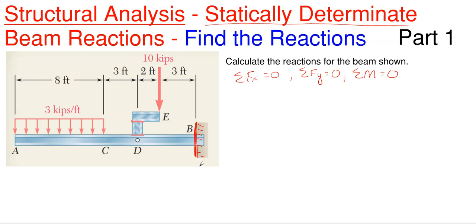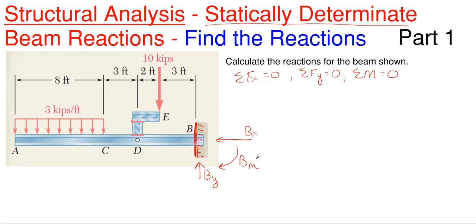We are going to have a vertical one, which we are just going to assume in the upward direction. So B sub y is upward. We have a horizontal one, which we are just going to assume to the left, and that would be B sub x. And then we are going to have a moment reaction here, which we are going to assume clockwise, and we're going to denote that as Bm.